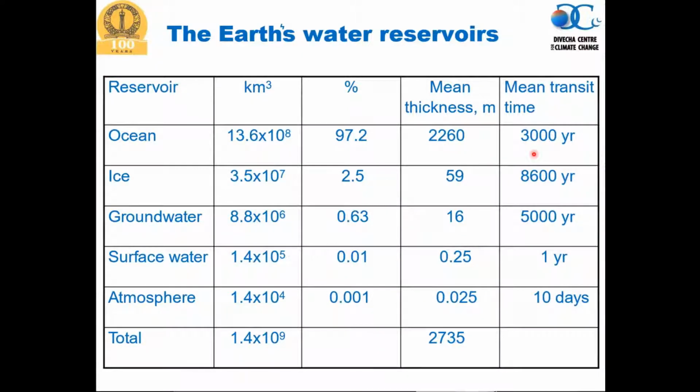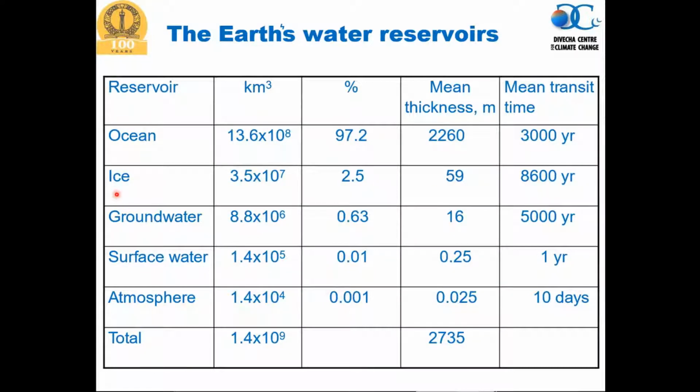And we know that around 2,260 meters is the mean thickness of the ocean, and the general mean transit time in the ocean is 3,000 years. That means once water enters the ocean, it takes around 3,000 years to come out of it and return back to the atmosphere.